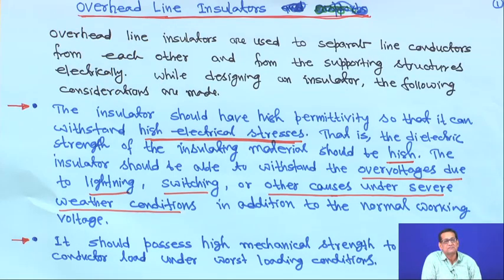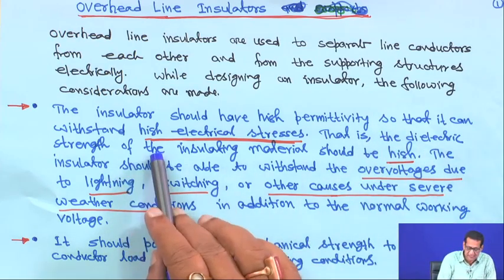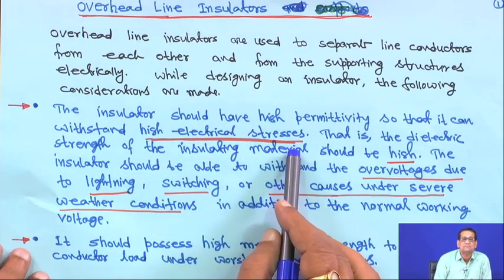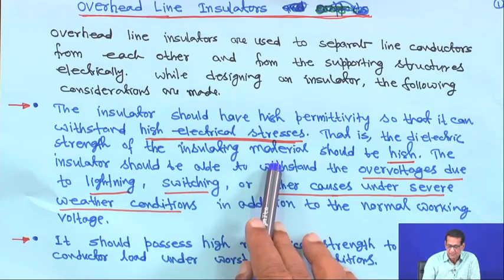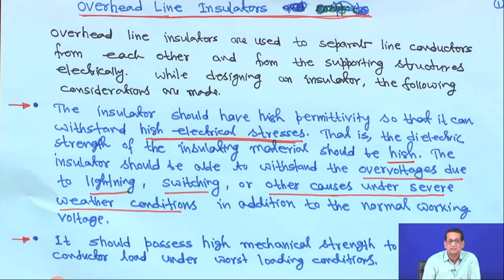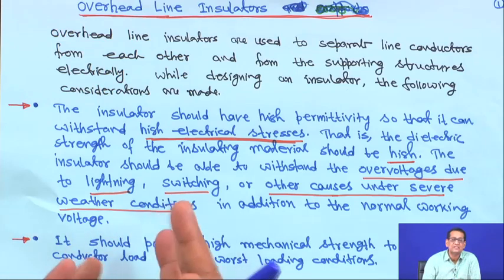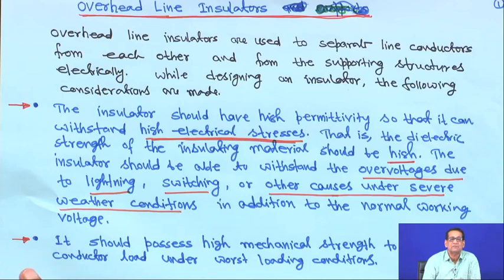While designing the insulator, the following considerations are made. Whenever you choose an insulator, from the design point of view, you have to consider some things. First thing is, insulator should have a high permittivity, so that it can withstand high electrical stresses. So, the insulator material, whatever it will be, must have a very high permittivity, right. And second thing is, the dielectric strength of the insulating material should be high, right. So, that means you have to design. Of course, later we will see that porcelain or toughened glass are the very common materials, but porcelain is mostly used, but later we will come to that, right.